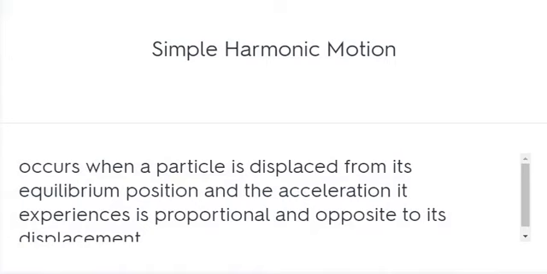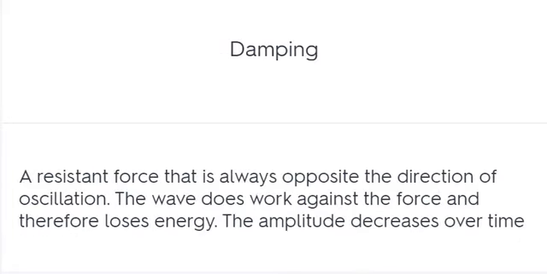Simple harmonic motion occurs when a particle is displaced from its equilibrium position and the acceleration it experiences is proportional and opposite to its displacement. Damping. A resistant force that is always opposite the direction of oscillation. The wave does work against the force and therefore loses energy. The amplitude decreases over time.